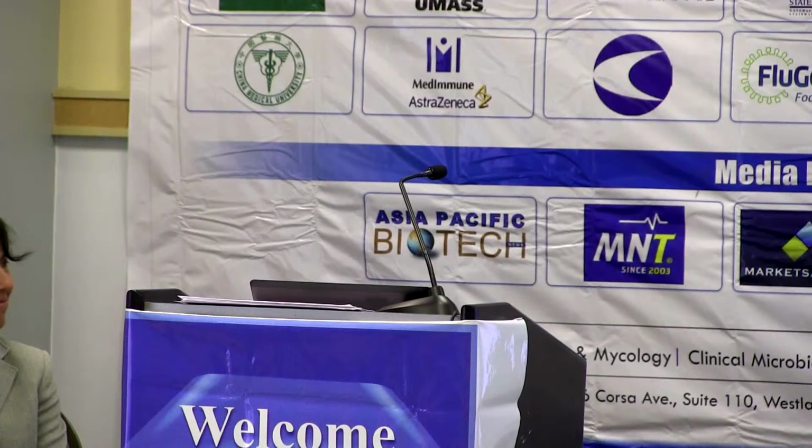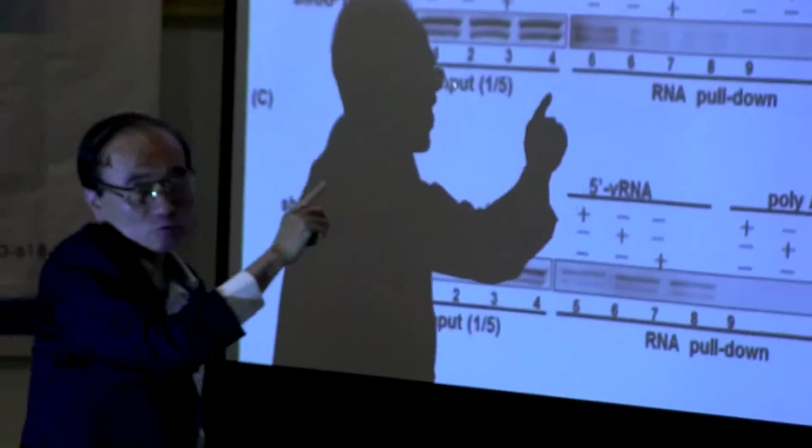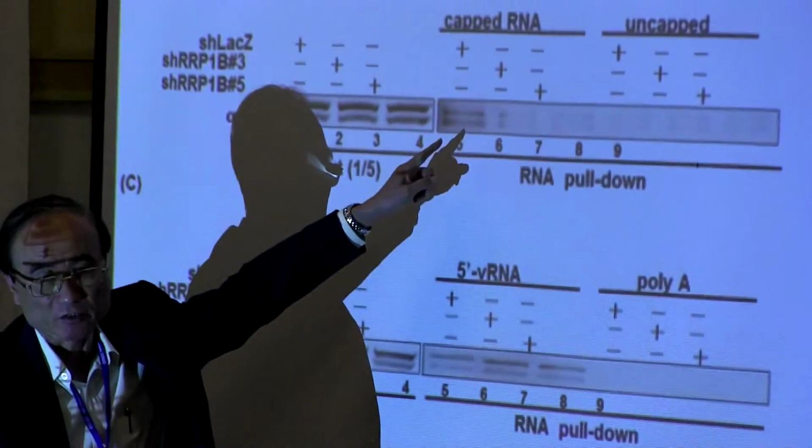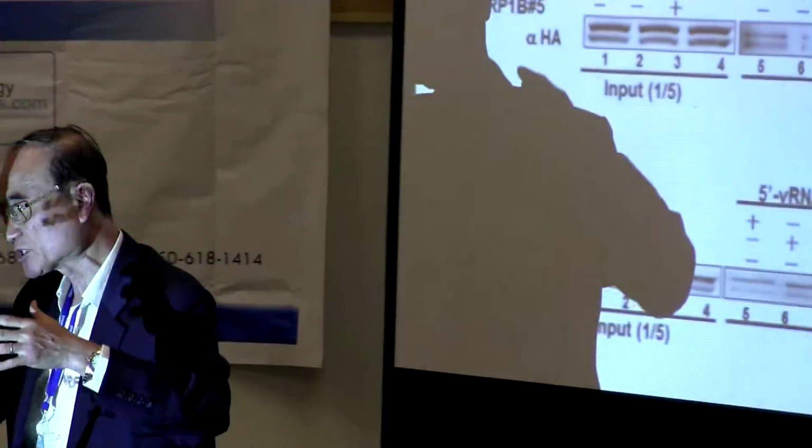This data says that RP1B binds to the cap of the messenger RNA. It binds to the cap sequence of the capped messenger RNA, and that is why the transcription can go on. So you can see the capped messenger RNA here and the uncapped messenger RNA here. The protein will bind to the capped messenger RNA and then allow the capped messenger RNA to serve as a primer for transcription. So that's how it works.